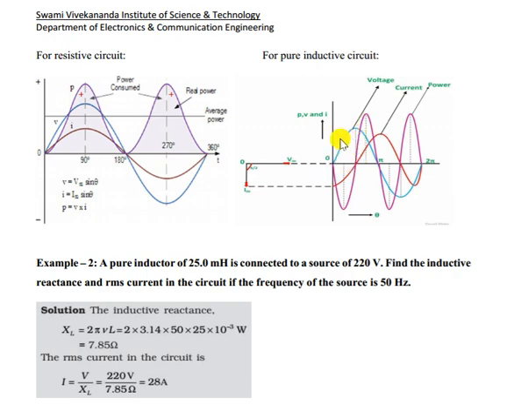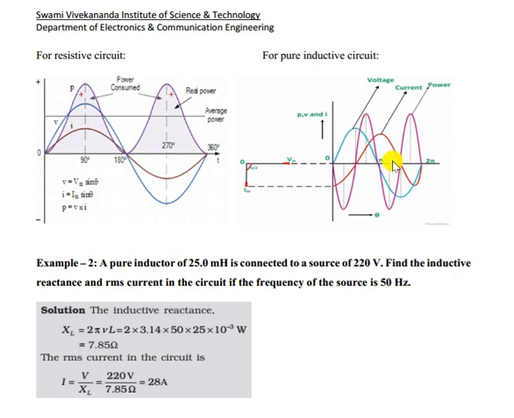Now if we multiply to find the power, see here in this region, from 0 to pi by 2, your voltage is positive but current is negative, so power will be negative. Now from pi by 2 to pi, voltage and current both are positive, so power is positive.